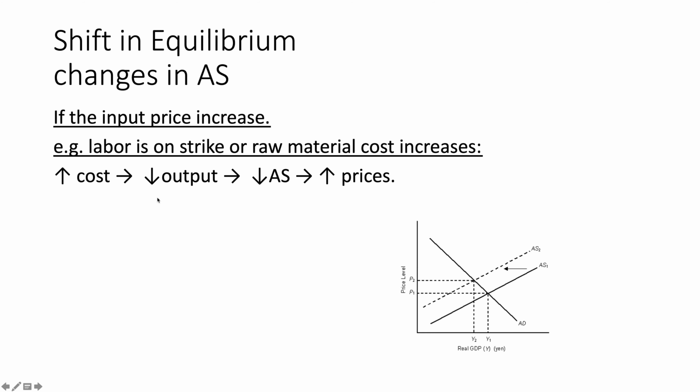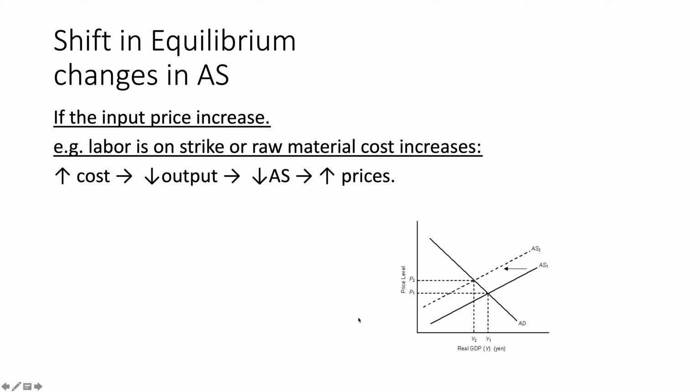Then if the input price increases, for example, the labor is on strike or the raw material cost increases, it means that inputs become expensive, cost of production increases, which reduces the production, aggregate supply decreases, prices are going to increase, an upward shift in aggregate supply, with the new equilibrium at a higher price and lower output.